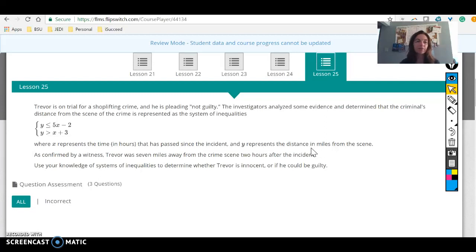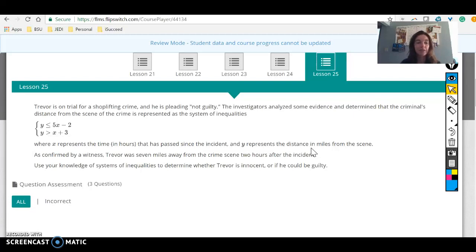So here's our problem. Trevor is on trial for a shoplifting crime, and he is pleading not guilty. The investigators analyzed some evidence and determined that the criminal's distance from the scene of the crime is represented as a system of inequalities. The first inequality is y is less than or equal to 5x minus 2, and the second inequality is y is greater than x plus 3, where x represents the time in hours that has passed since the incident, and y represents the distance in miles from the scene.